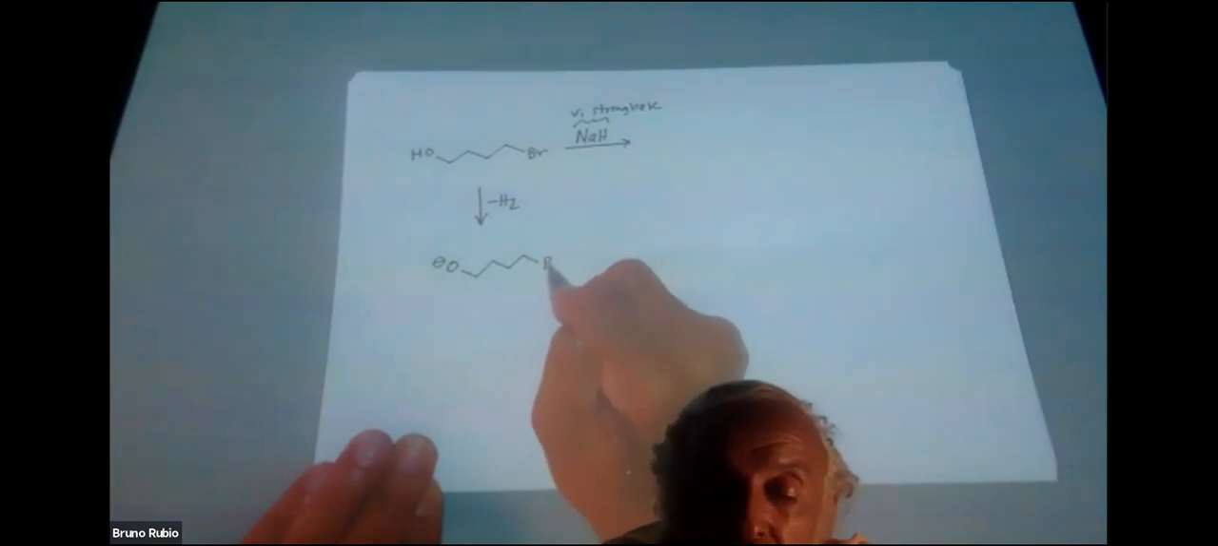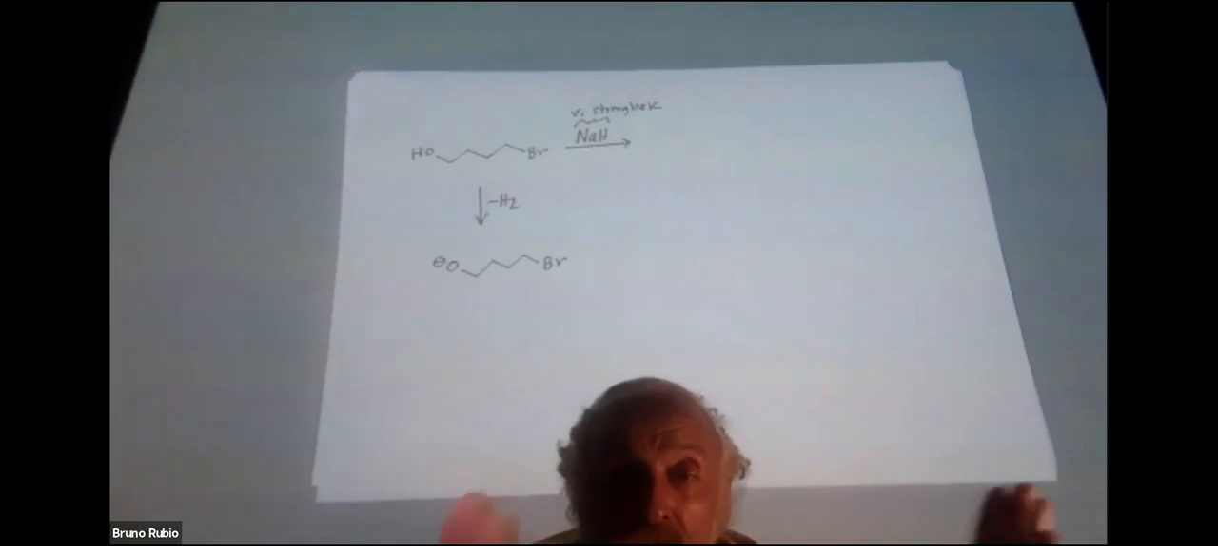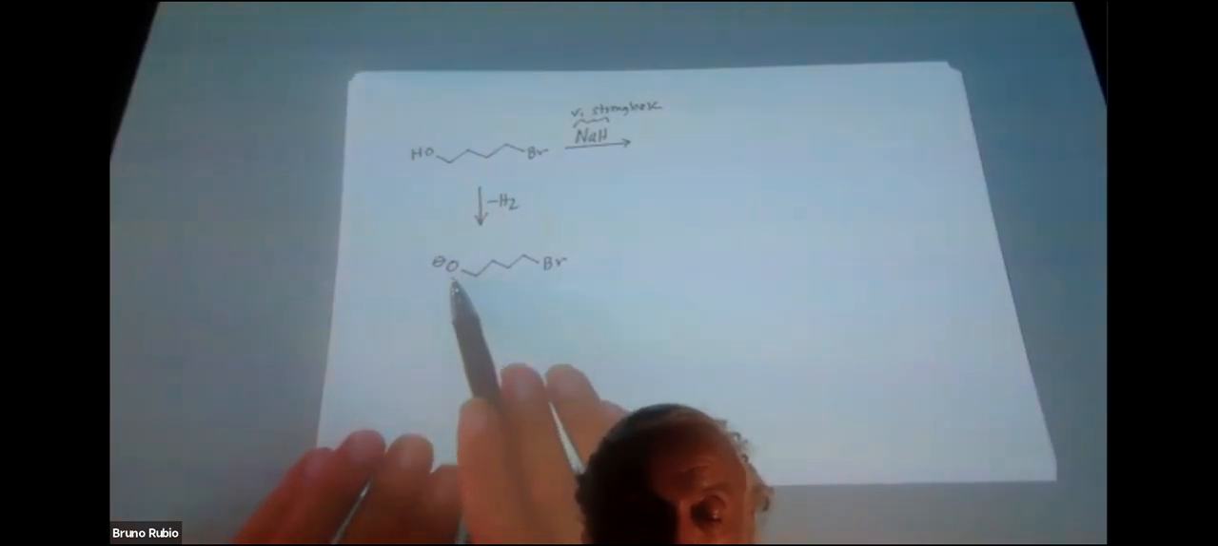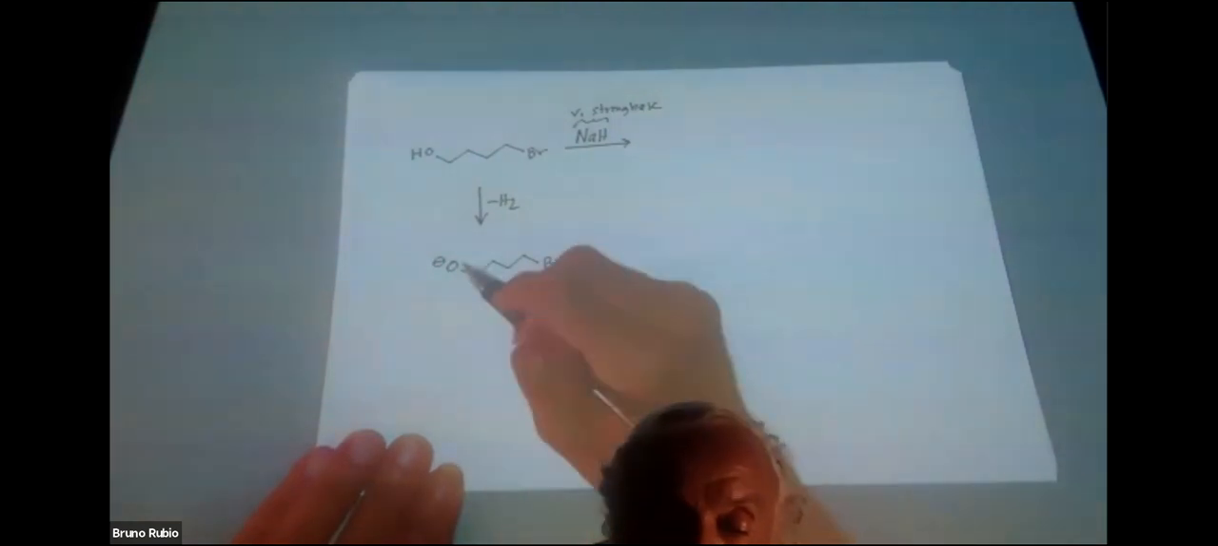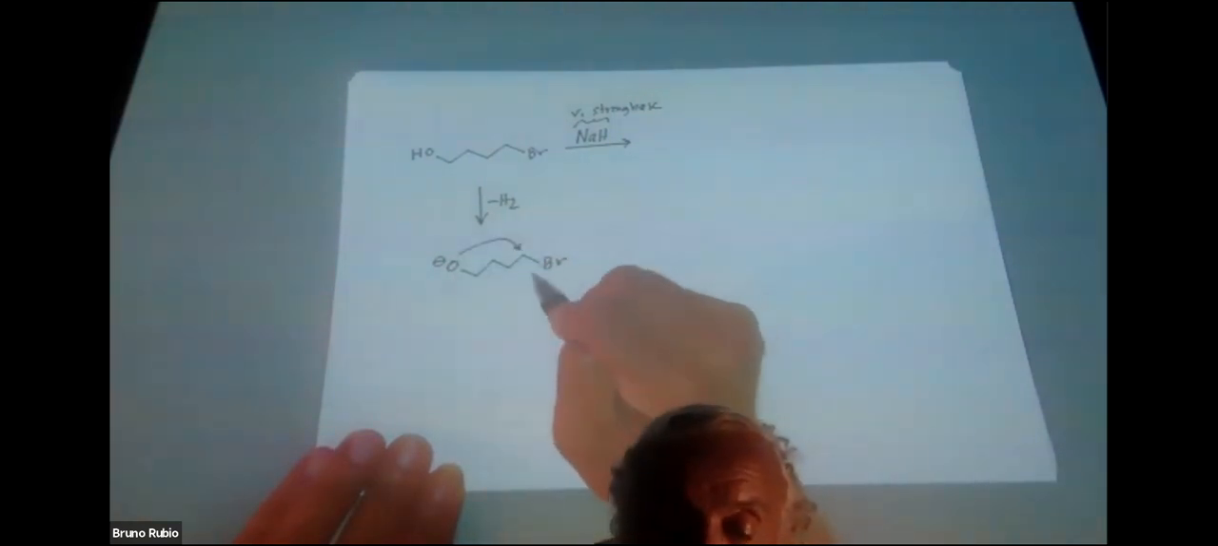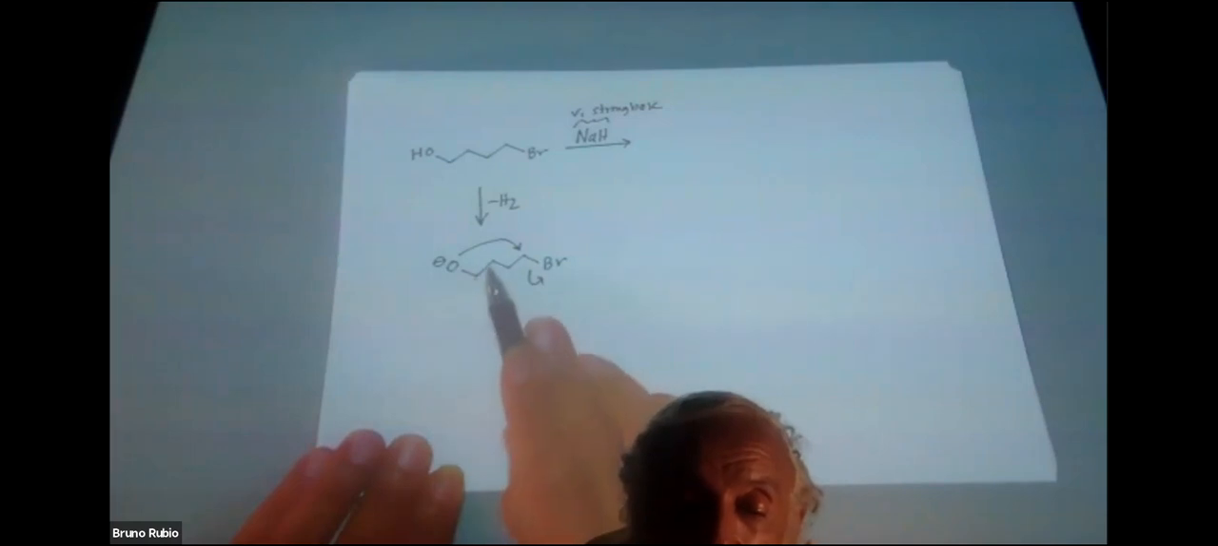And now what I've created here is a molecule that has a nucleophile at one end and a leaving group at the other end. It's the SN2 setup where I have a strongly basic anionic nucleophile. This oxygen atom can displace this bromine, and when it does so, I get a 1, 2, 3, 4, 5 member.